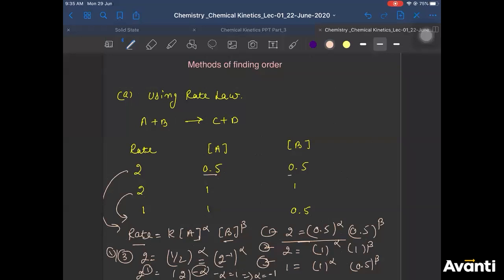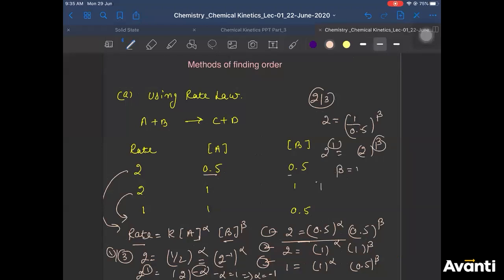Now divide the equation 2 by 3. When you divide these two equations, again 1 power alpha will get cancelled. 2 by 1, you'll get 2. Then 1 by 0.5 is again 2. So you'll get 2 power beta. So when you divide second equation by 3, you'll get 2 is equals to 1 by 0.5 power beta. So 1 by 0.5 is nothing but 2, so 2 power beta equal to 2 power 1. Now compare the powers. Your beta comes out to be 1.